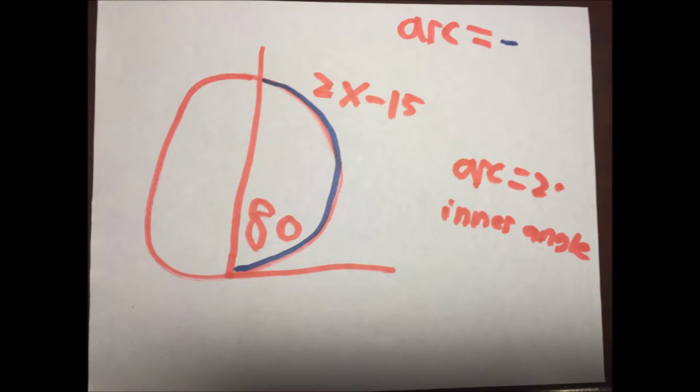So in this one we will be trying to find the outside arc within the circle. To find that, we will need to use the formula arc equals 2 times the inner angle. So if the inner angle in this case is 80, then 2x minus 15, which is the arc, equals 160. At that point we just need to solve for x and then input the x value into the equation that will give you the arc that you need.